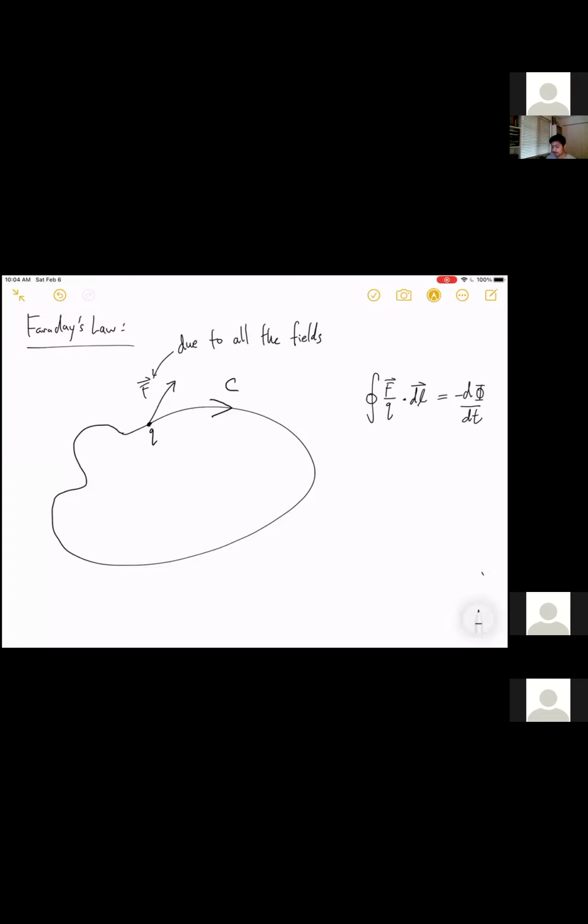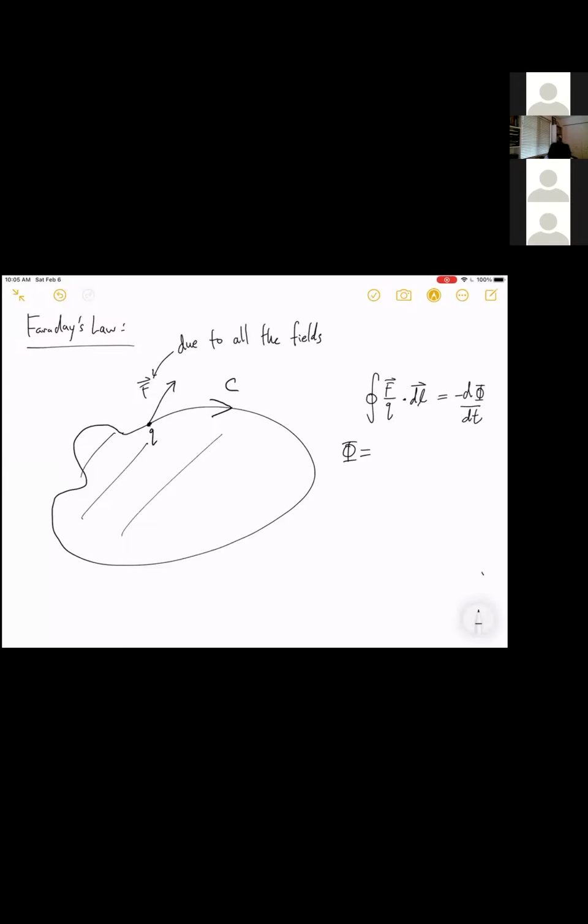Anyway, the line integral of this entire force about the loop is actually negative the derivative of the magnetic flux. Here, if I call the surface S, then phi is the integral of the magnetic field through this surface. So this is what Faraday's law states in general. Practically, this means that if this loop was a conducting wire with some resistance, then a changing flux of magnetic field would cause a current to flow through the loop.